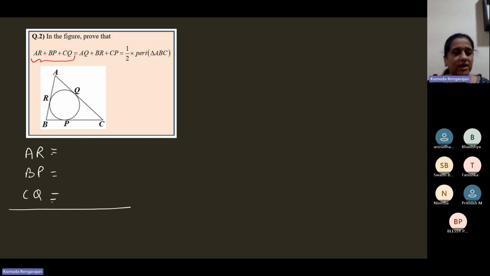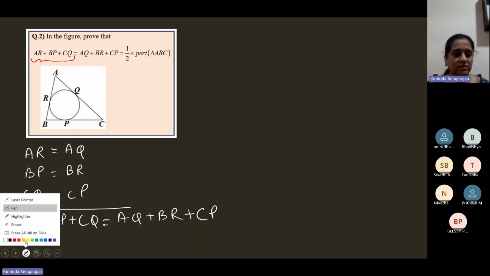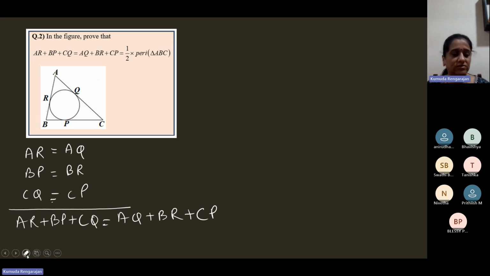Now let's fill it. AR is equal to AQ. BP is equal to BR. CQ is equal to CP. Now add these results. So when you add, you get AR plus BP plus CQ is equal to AQ plus BR plus CP. So we proved the first part. We proved that AR plus BP plus CQ is equal to AQ plus BR plus CP.